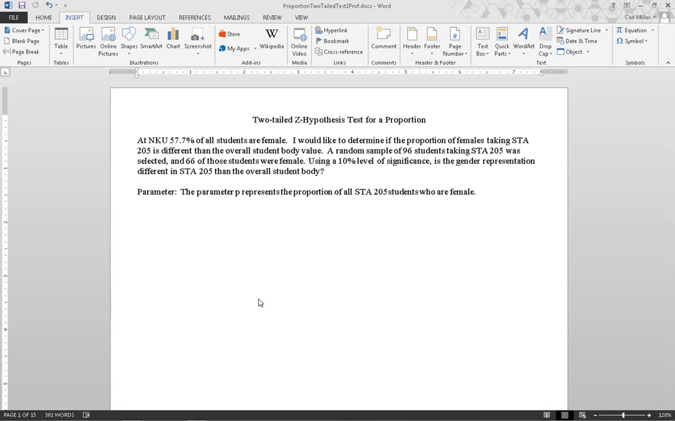A two-tailed z-hypothesis test for a proportion. At NKU, 57.7% of all students are female.